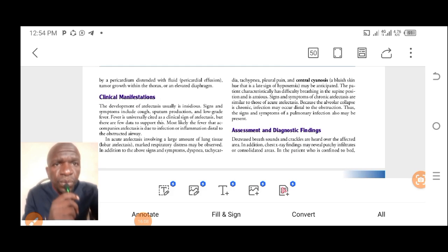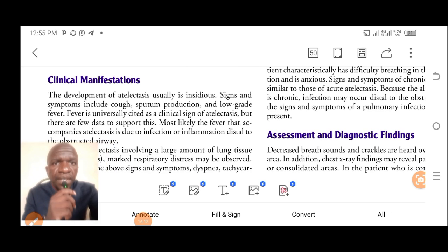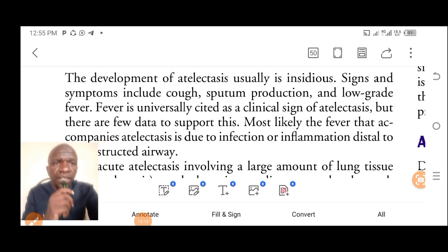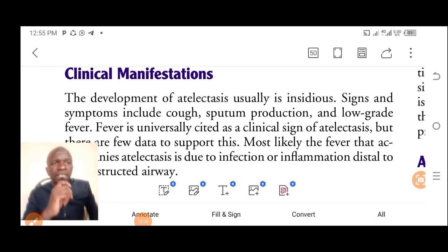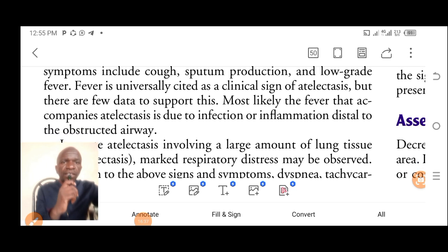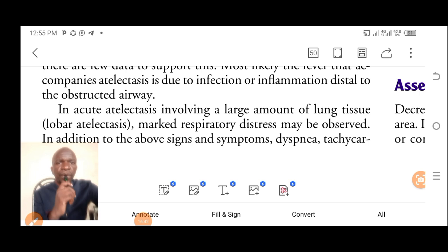So now it's important for us to know the clinical manifestations of atelectasis. We've seen the pathophysiology, but we need to know the clinical manifestations. The development of atelectasis usually is insidious. Signs and symptoms include cough, sputum production, and low-grade fever. Fever is universally said to be a clinical sign of atelectasis, but there are few data to support this. Most likely the fever that accompanies atelectasis is due to infection or inflammation distal to the obstructed airway.